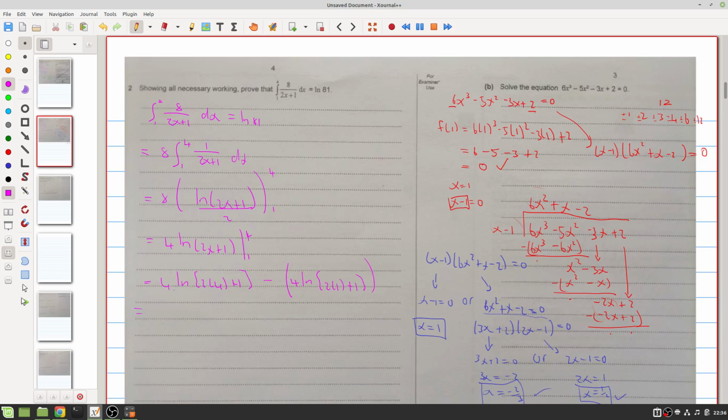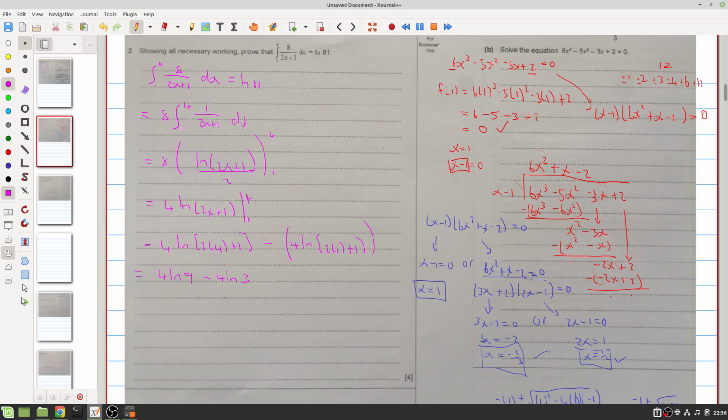Okay, so here let's simplify that. It's going to be 4 ln, and then 2 times 4 is 8 plus 1 is 9, so 4 ln 9 minus 4 ln, and then 2 times 1 is 2 plus 1 is 3. Okay, this looks good so far. So now we want to combine the lns into a single thing. So a couple of ways we can do this. One way is to factorize. So let's take out the 4, and then we're left with ln 9 minus ln 3.